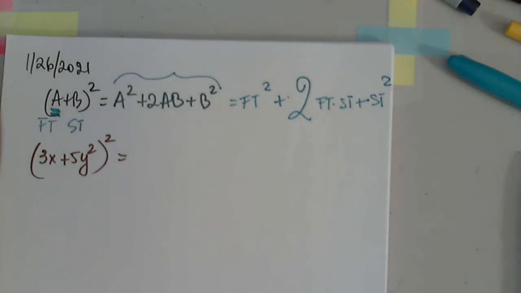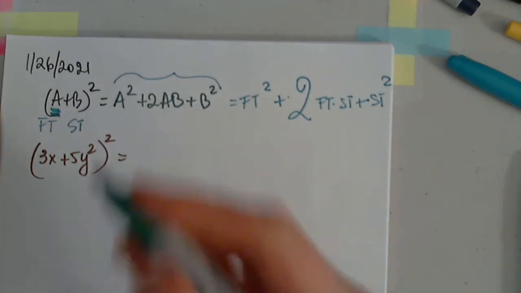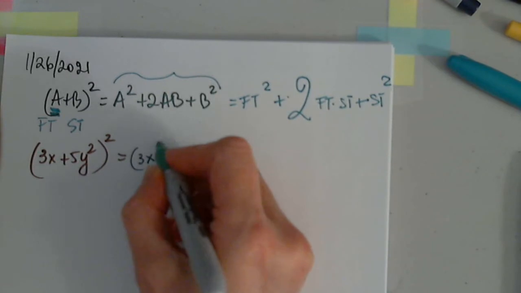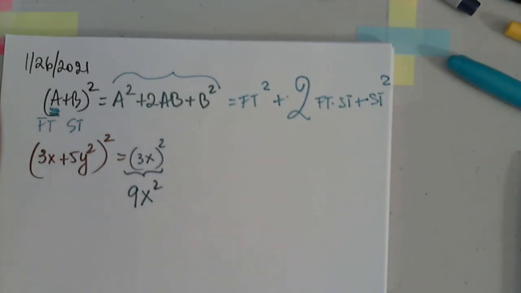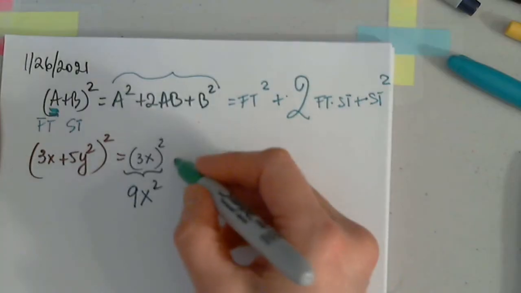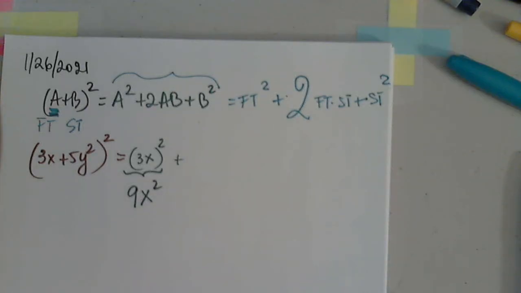That's okay. The first term would be 3x squared. Yes, if you want to write it like this. But we should move on from that too and just write 9x squared. It's not wrong. Okay, let's take a look at the second term.